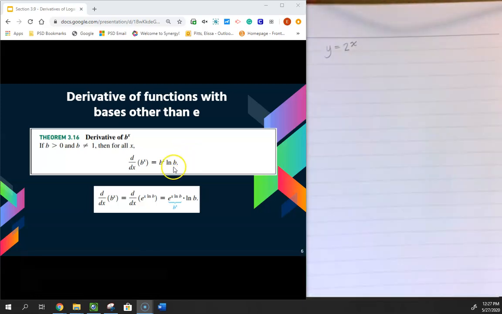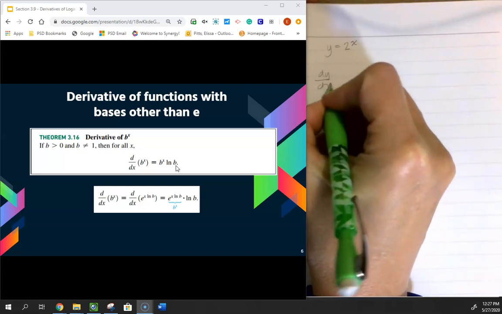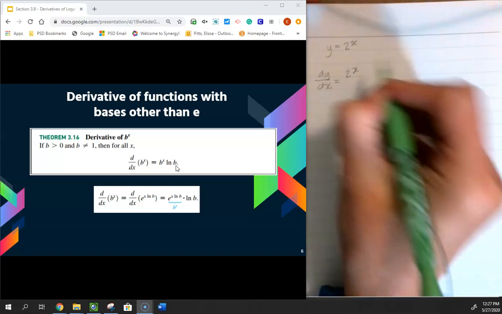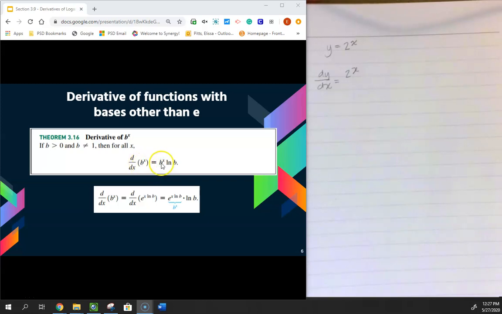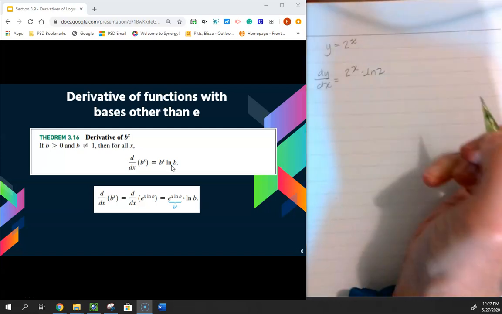So this tells us the derivative of 2 to the x, some base, is equal to that base to the x times the natural log of that base. When we take the derivative, dy/dx, we get 2 to the x again, so we're writing 2 to the x again, and then we multiply times the natural log of 2.